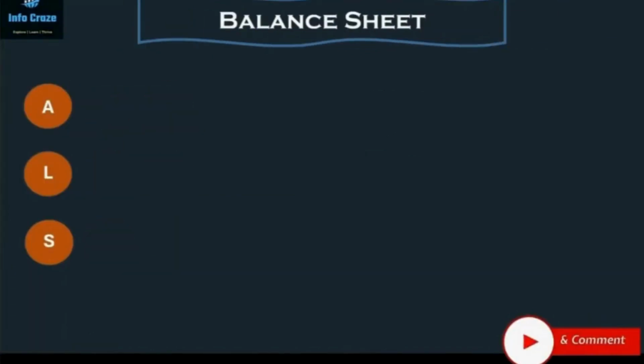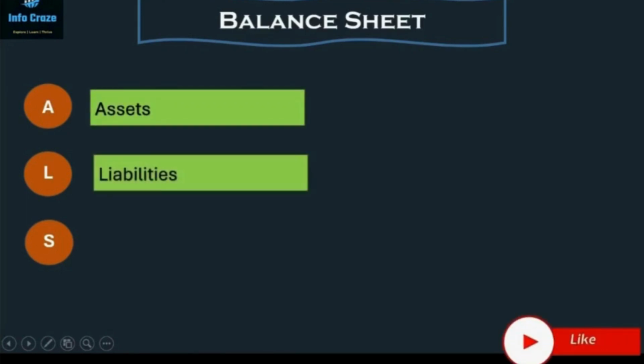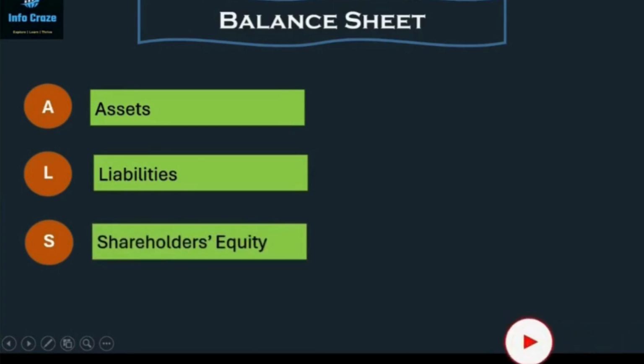What is a balance sheet? A balance sheet is like a financial snapshot of a company on a specific date. It is often called the statement of financial position. We will first understand the components that are included in a balance sheet. We have the assets. We also show the liabilities and then the shareholders' equity. So these are the three important components shown in a balance sheet.